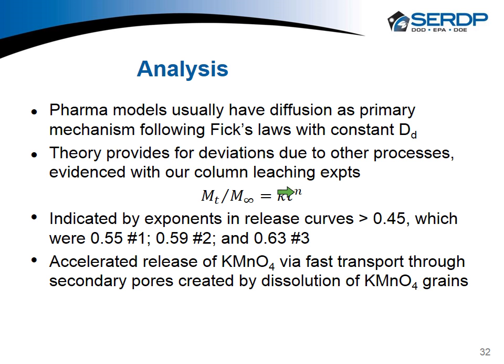But here we figured that this release exponent is greater than 0.45, indicating that there is more going on other than pure Fickian diffusion. So accelerated release of potassium permanganate via fast transport through secondary pores created by dissolution of potassium permanganate grains is the additional process in addition to pure diffusion.